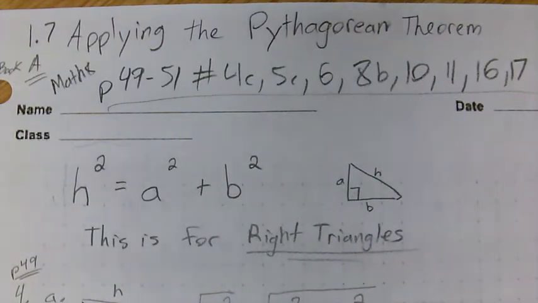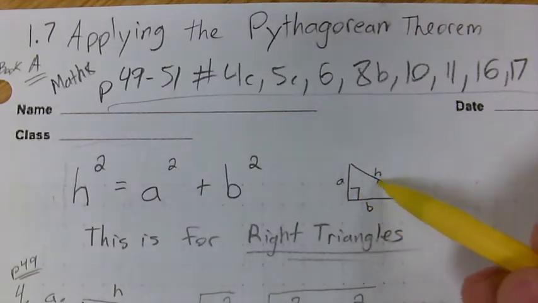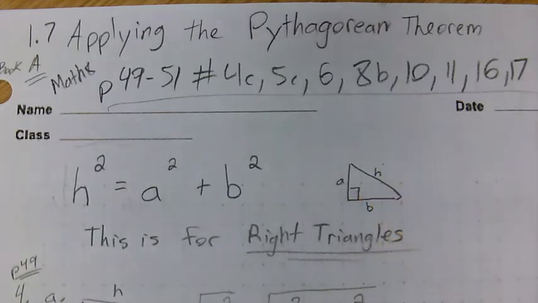So we figured out that if we know it's a right triangle, we could figure out one of our side lengths. Or if we don't know it's a right triangle, but we have the side lengths, we can figure out whether it is truly a right triangle. That's what we did in the previous 2 lessons. So we know that it is for right triangles only.